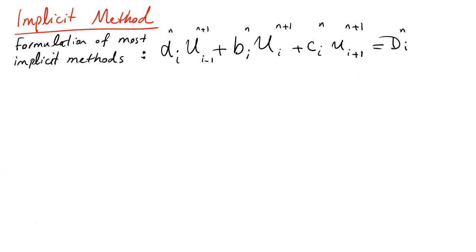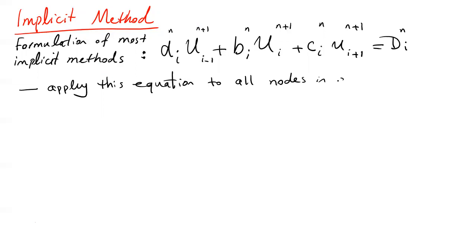So this is typically how any implicit method looks like. Now what we need to do, we need to apply this equation to all nodes in advanced level. What do we mean by advanced level? Means next time step, right?